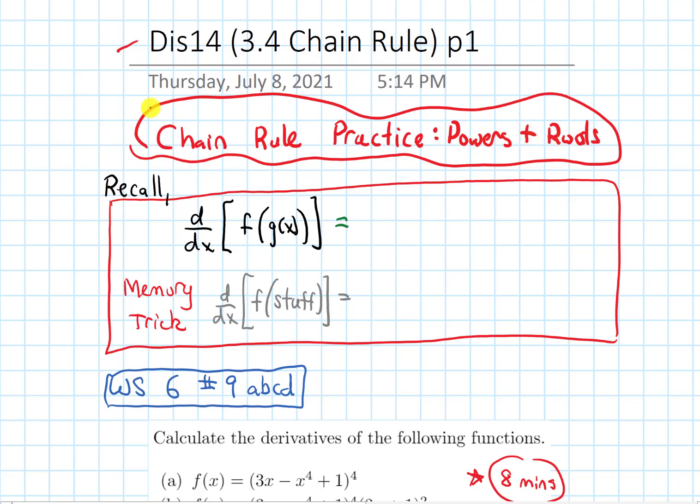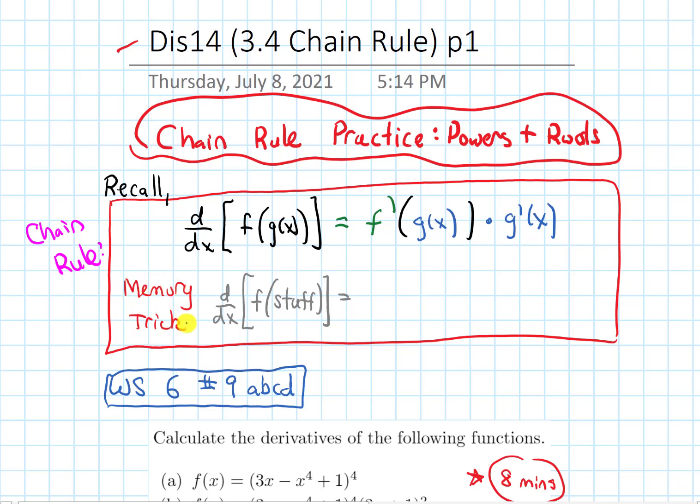So let's recall that the chain rule says the following. If we take the derivative of f of g of x, that's equal to, I take the derivative of the outside function, f, and then within that I keep plugging in the same inside function, g of x, but then I multiply that by the derivative of the inside function, g prime of x.